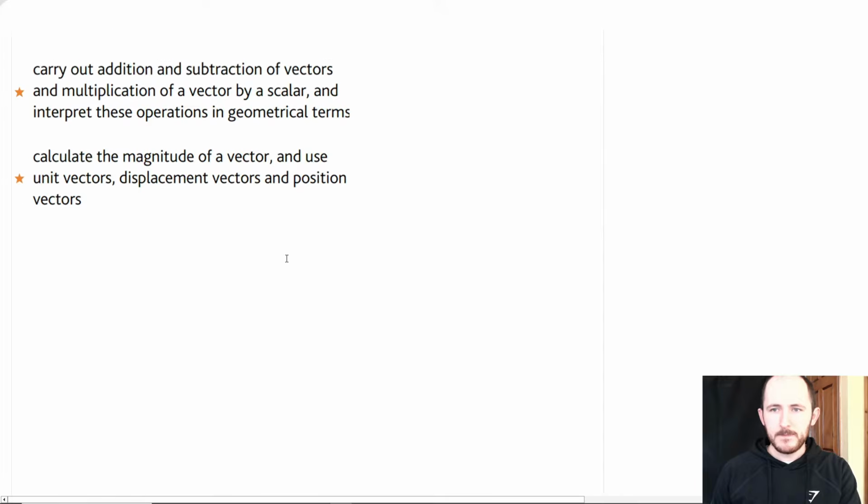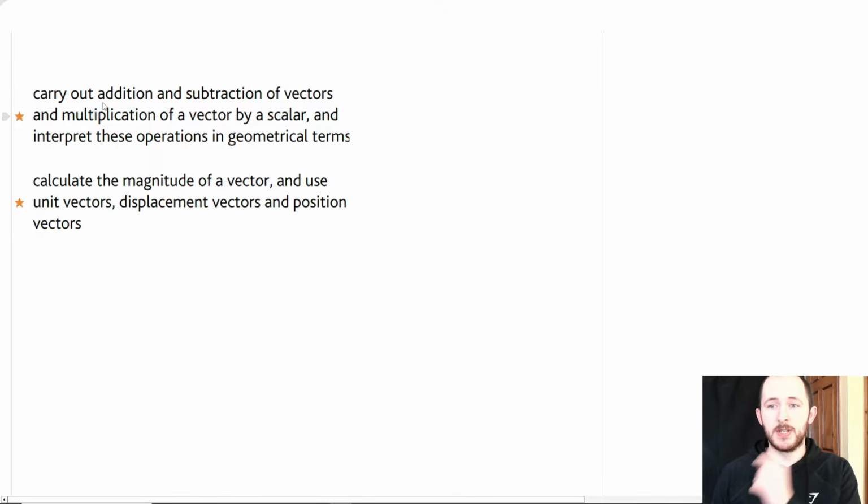We also need to be able to carry out addition and subtraction of vectors, multiplication of a vector by a scalar, and interpret these operations in geometrical terms. Then also calculate the magnitude of a vector, use unit vectors, displacement vectors, and position vectors. This is a lot of stuff, so we're going to take it step by step.